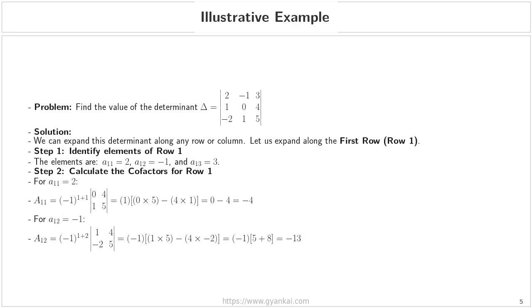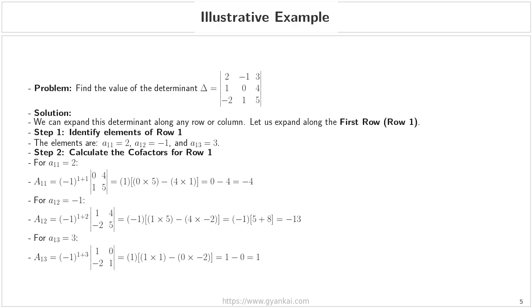Next, let's find the cofactor for our element -1, which is at position 1,2. Here, the sign is -1 to the power of 1 plus 2, which gives us a negative sign. We then look at the minor determinant using the elements 1, 4 in the top row and -2, 5 in the bottom row. This gives us 1 times 5 minus 4 times -2. That simplifies to 5 plus 8, which is 13. Since we have that negative sign from the position, our cofactor, A sub 1,2, is -13.